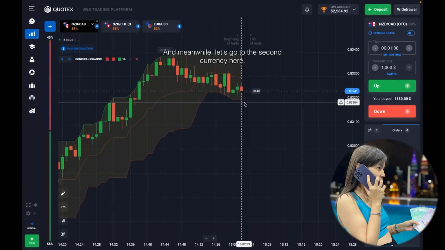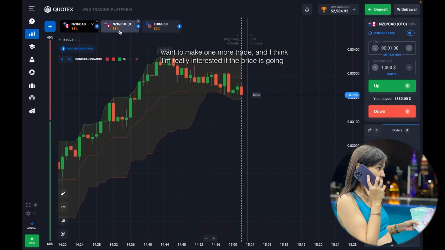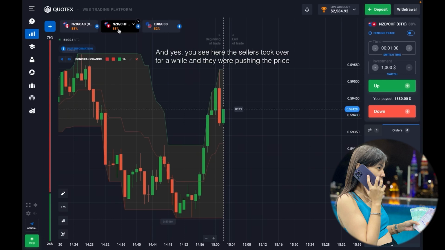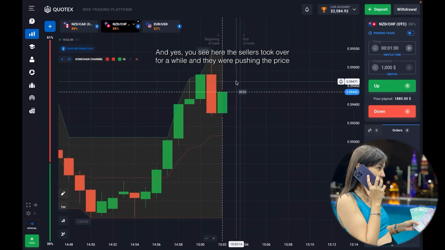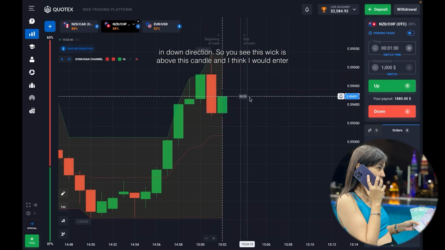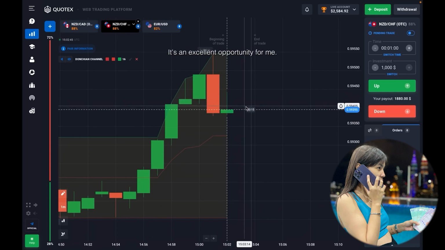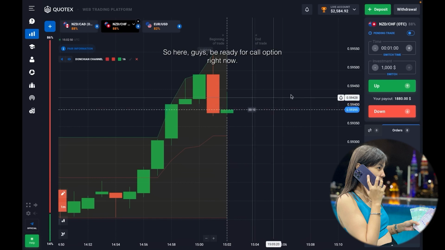So, meanwhile, let's go to the second currency pair. I want to make one more trade, and I think it's really interesting whether the price is going in up direction here or not. And yes guys, you see that here the sellers took over for a while, and they were pushing the price in down direction. You see the wick is above this candle, and I think I would enter this deal. It's an excellent opportunity for me, and let's get into this deal with $2,000. So guys, here be ready for call option right now.